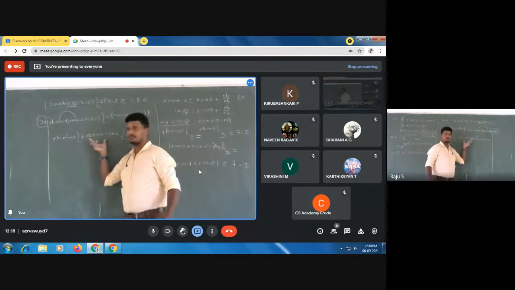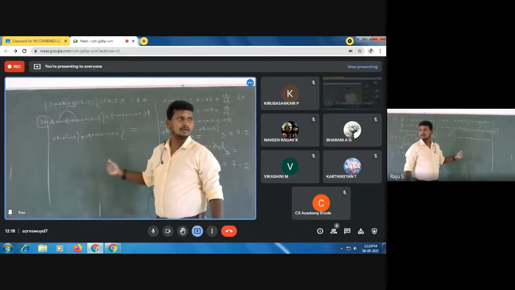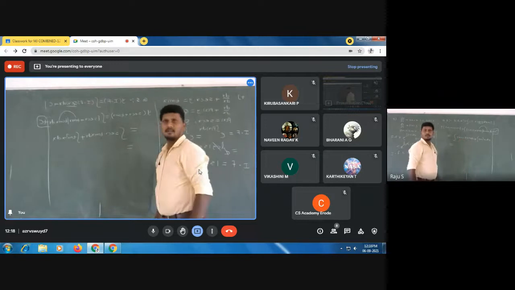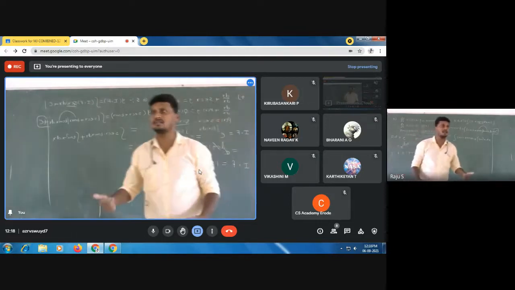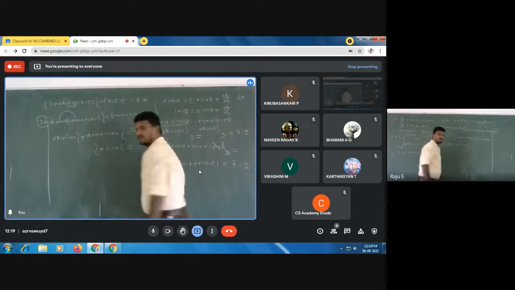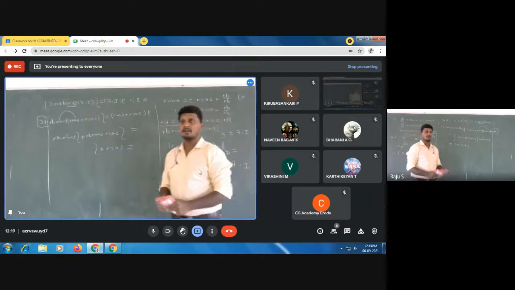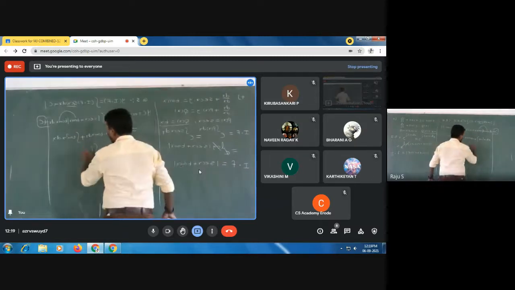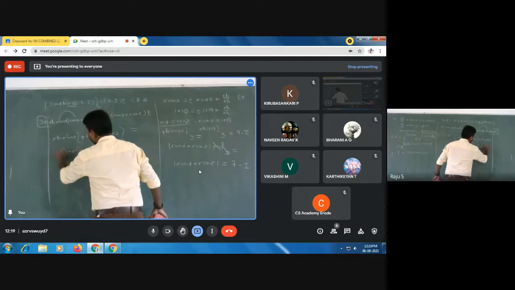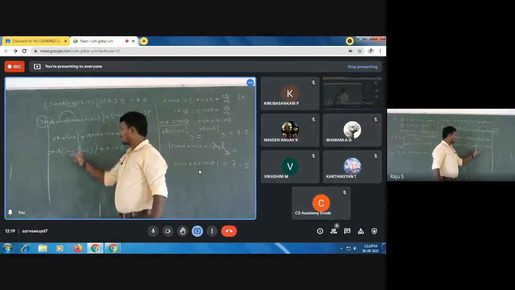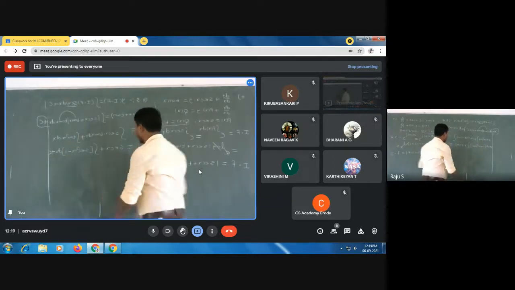What is the formula for integral secant x tan x? Secant x, that's it. Then tan square. There is no direct formula, so tan square can be written as secant square minus 1 dx. Since 1 plus tan square is secant square, tan square is secant square minus 1.